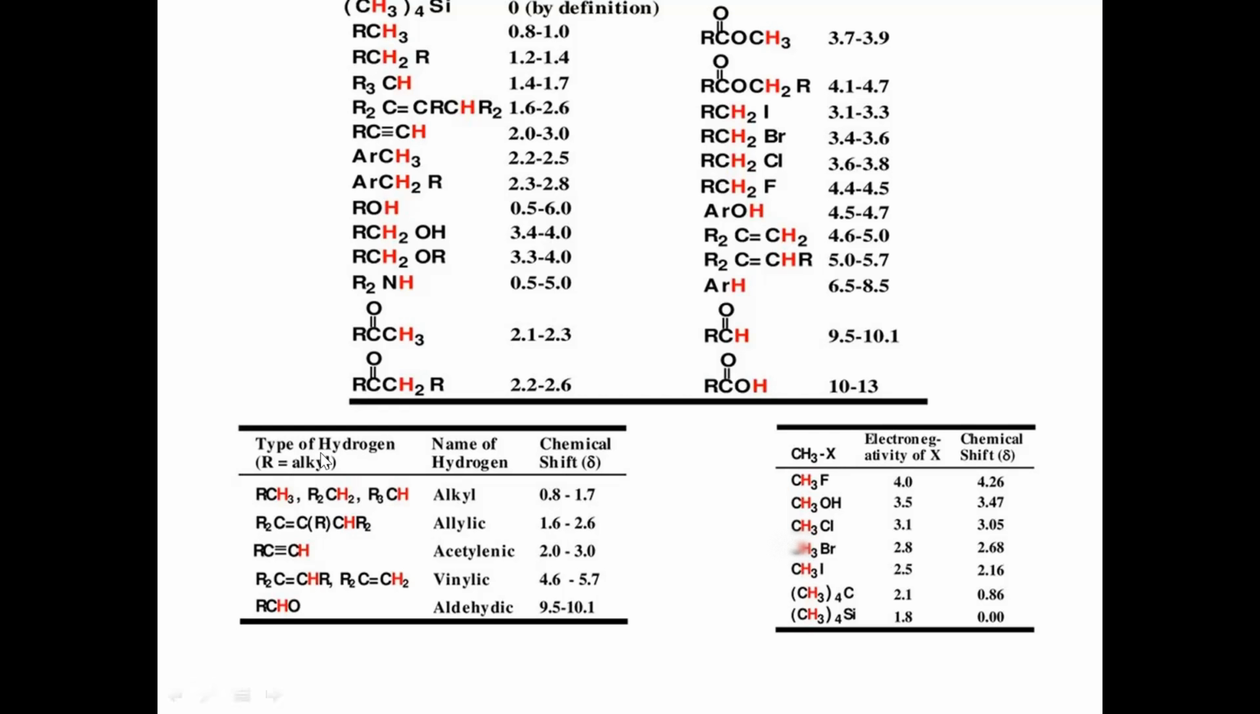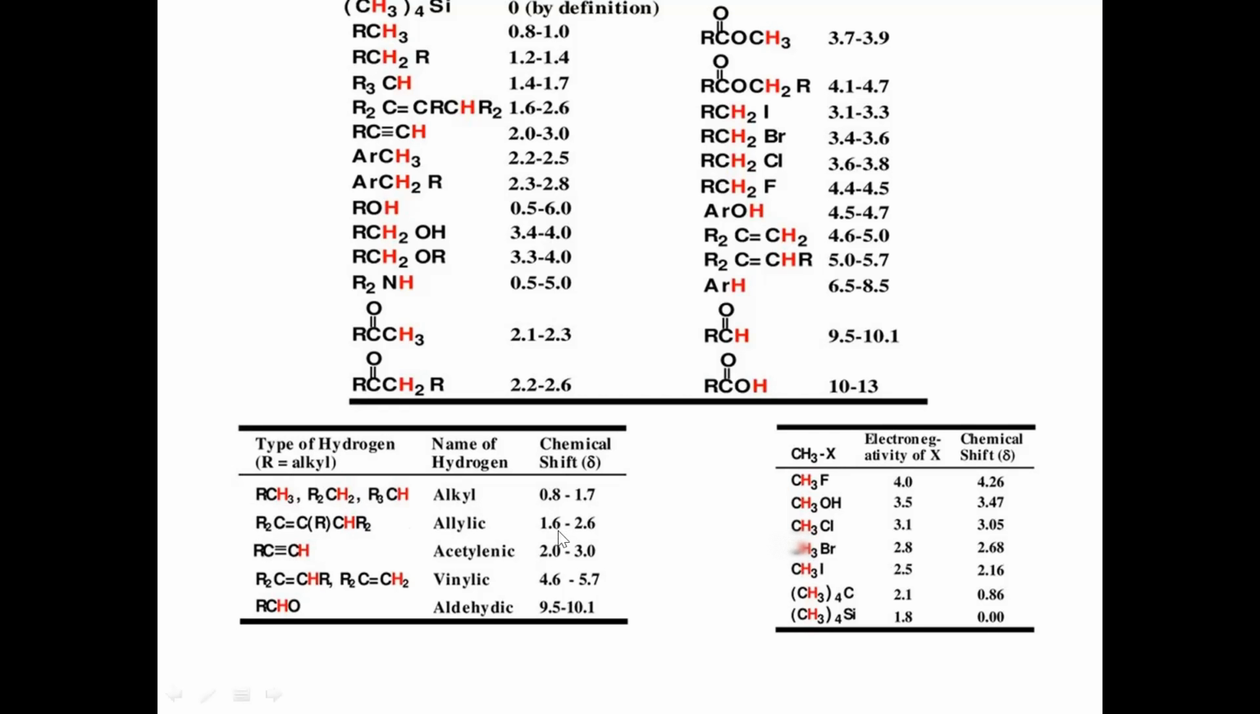Similarly, in the case of types of hydrogen, it may be primary, secondary, or tertiary, and it will appear at a chemical shift of 0.8 to 1.7. Actually, I have put in these common ranges. And where a double bond is present, you can say allylic protons, they will appear at 1.6 to 2.6.